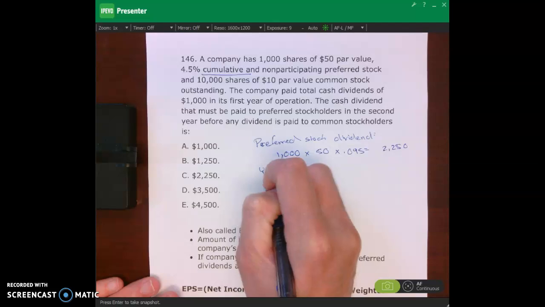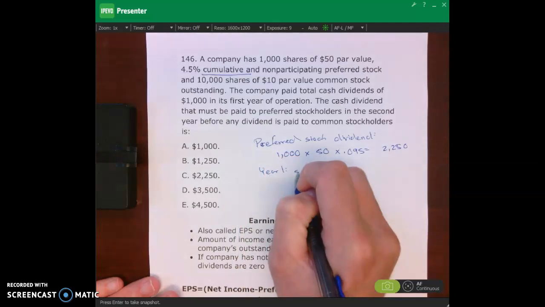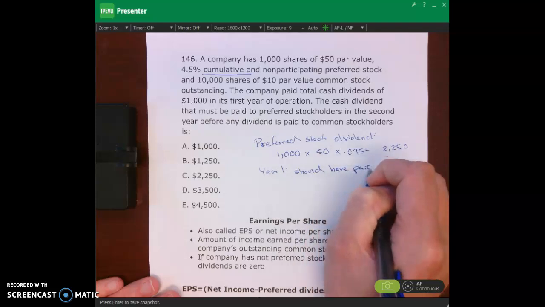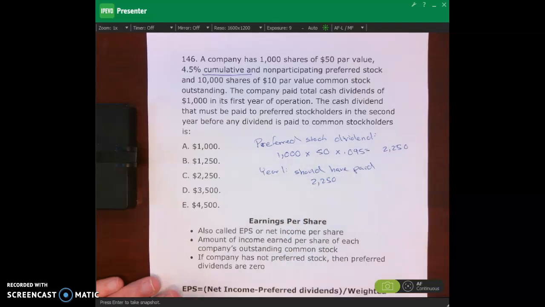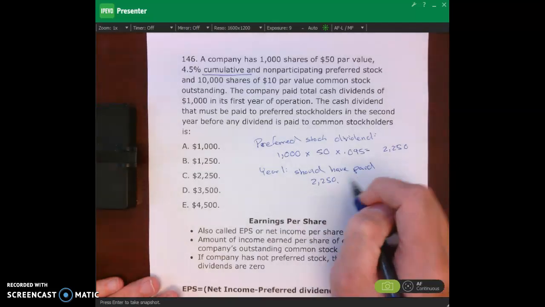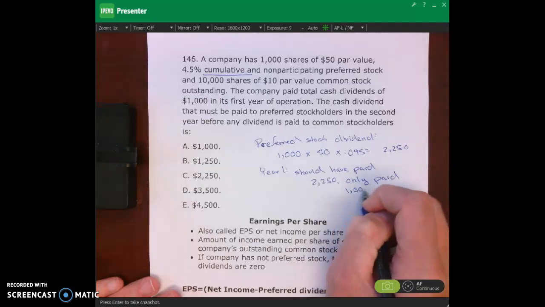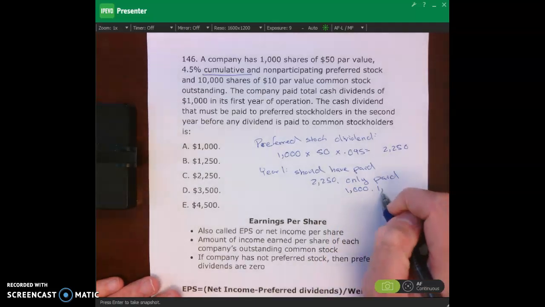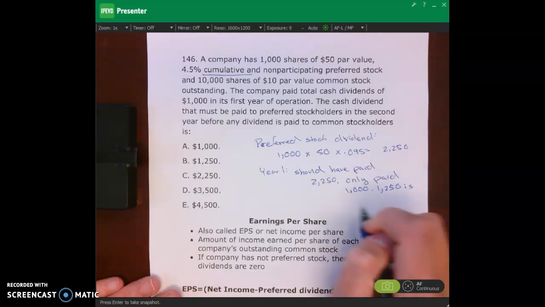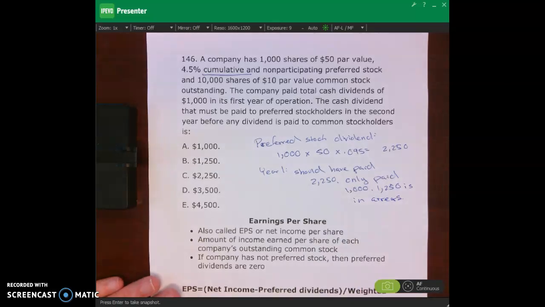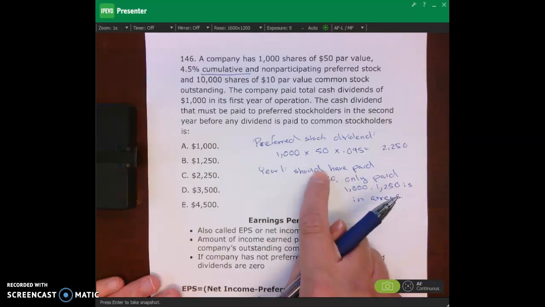So I'll come over here and I'll say year one should have paid $2,250, right? But only paid $1,000. Which means $1,250 is in arrears. Okay, that's that dividends unpaid from the prior year. So there's $1,250 in unpaid dividends from the prior year, from year one.